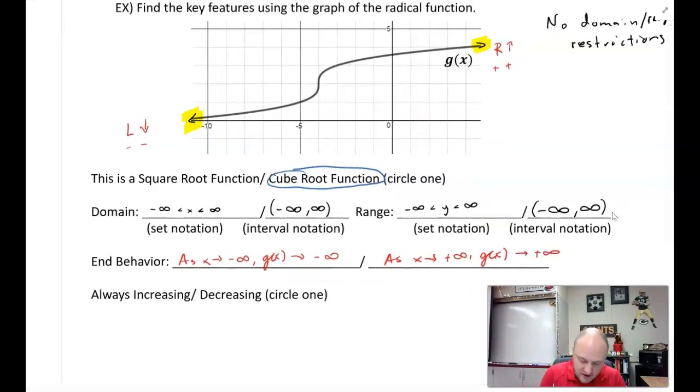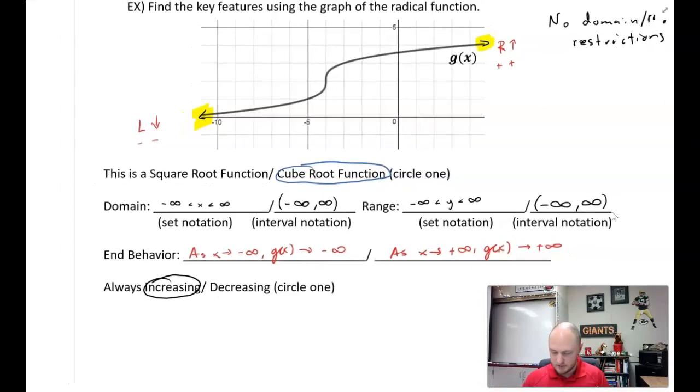And then this function is always increasing too. So radical functions, they're either always increasing or they're always decreasing. They do not switch on you.